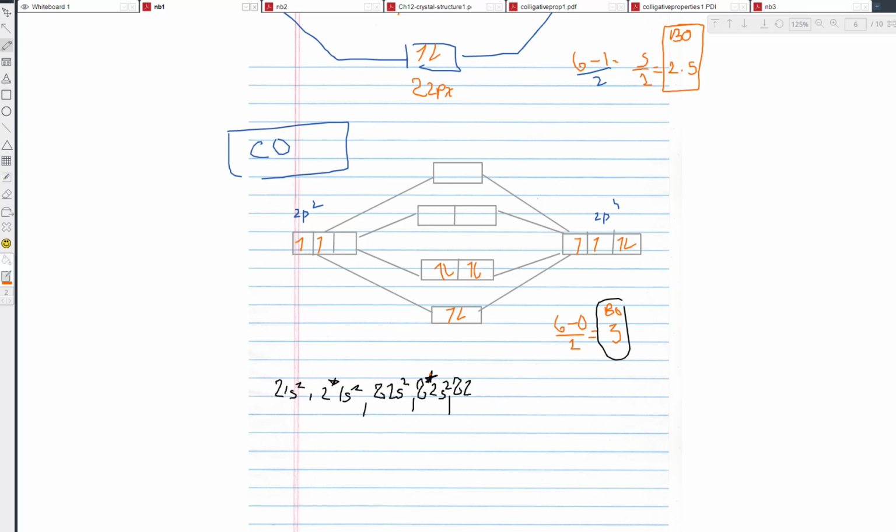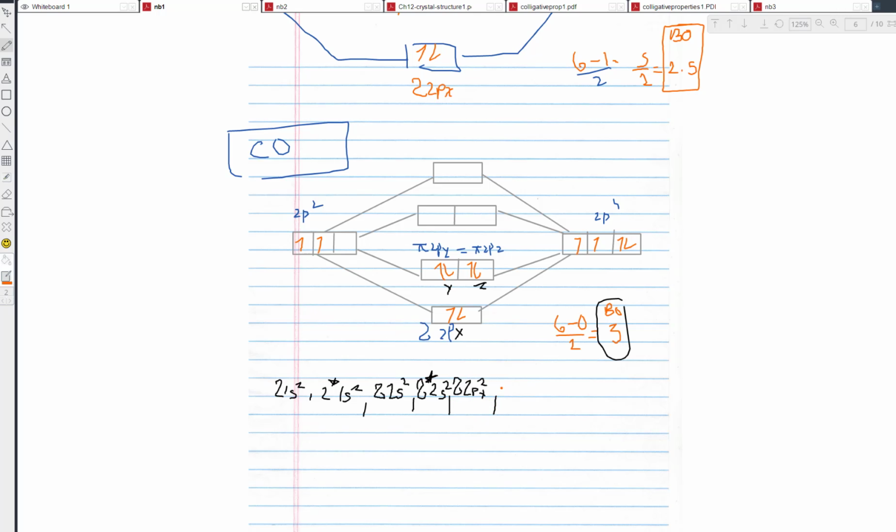Sigma 2p. Hold on. But it is x, y, z, so you have to mention 2p. Since this is the 2px and y and z, what is it? Sigma 2px. Do I put 2? Yes. Sigma 2px2. Yes, you're right.